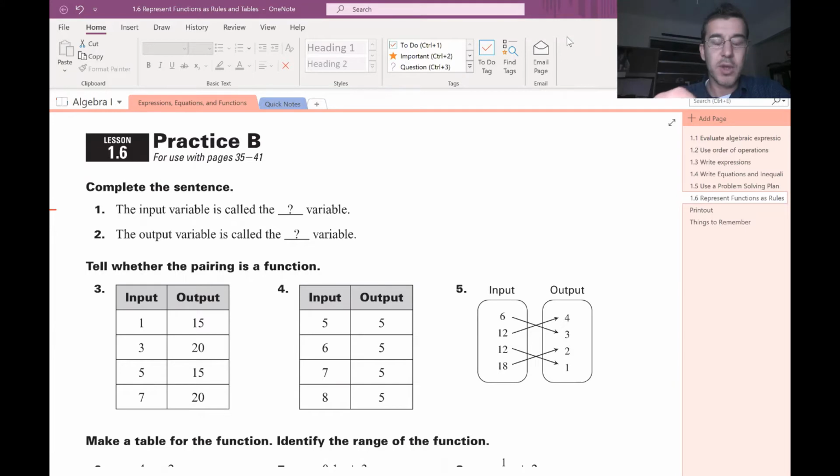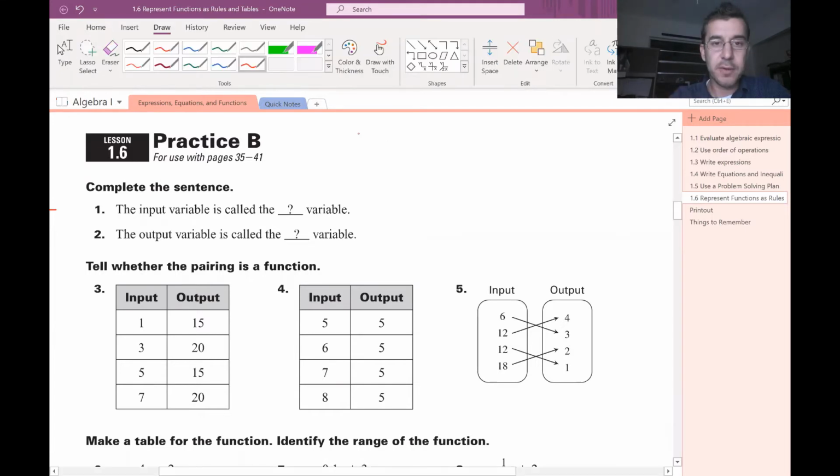Okay, so a function is something like y equals 2x plus 5. So x here is what we call the input variable and y is the output variable. X can also be called the independent variable. Independent because it can be any value. And then y is dependent. Why? Because it depends on x. So y is the dependent variable.